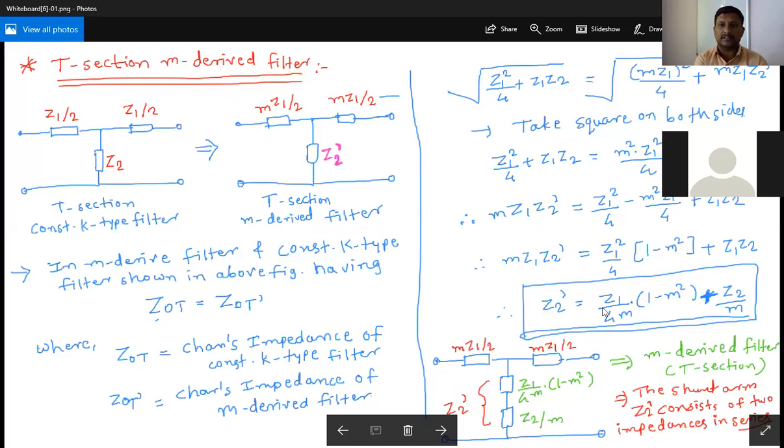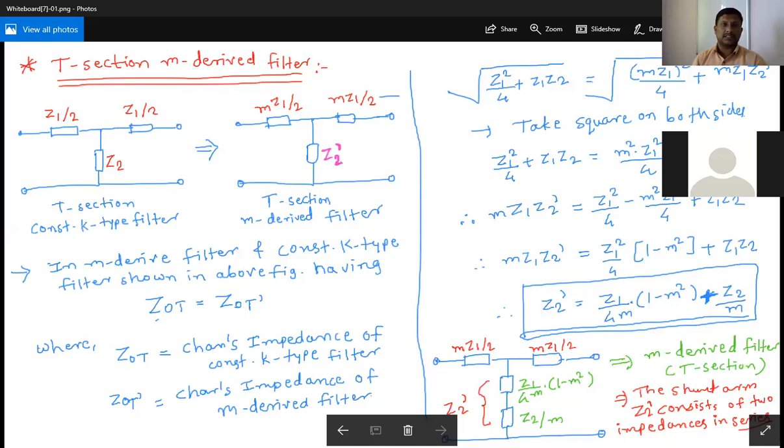Z2 dash is nothing but the addition of two impedances, Z1 into 1 minus M square divided by 4M, and Z2 by M. That we have added in the shunt arm. That is shown. So this is the T section M-derived filter. Up to this point, we discussed in the previous lecture.